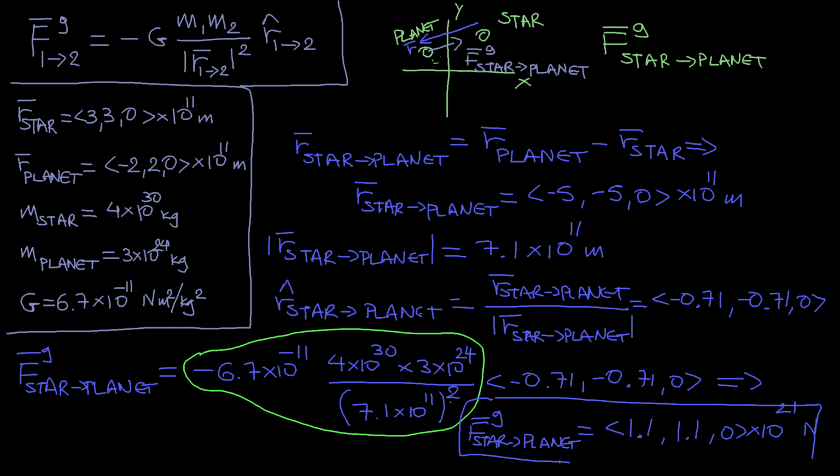Now I want to go back and see if this is consistent with what we knew for gravitational forces before. So at the beginning I said that I expect the gravitational force from the star on the planet to point towards the star since it's an attractive force. So this vector has a positive x component and a positive y component. Now if we go back and we see the final result of our calculation, we do have a positive x component and a positive y component. So this result is consistent with our intuition for gravitational forces, for the direction of this force.